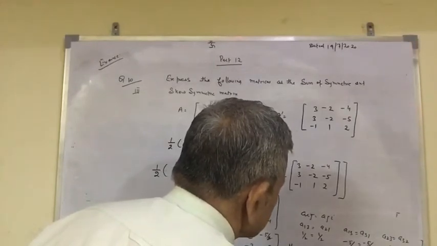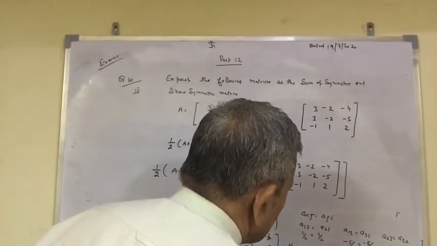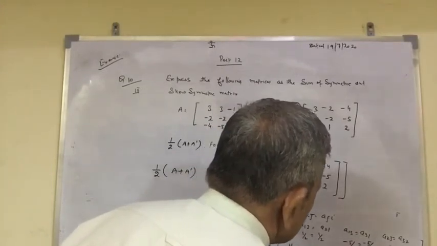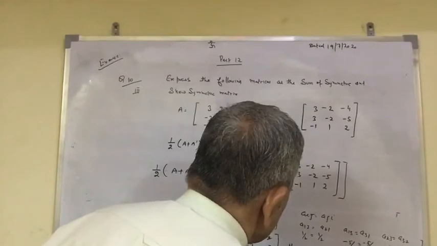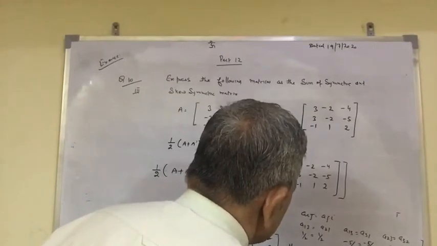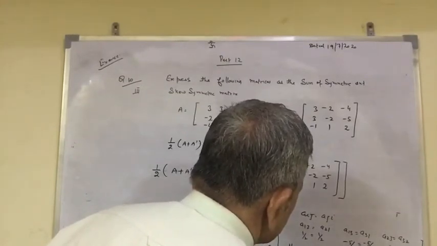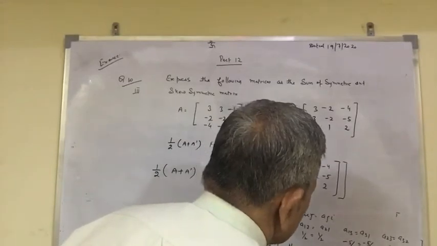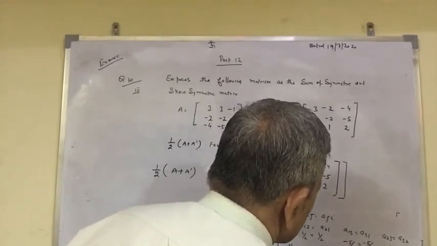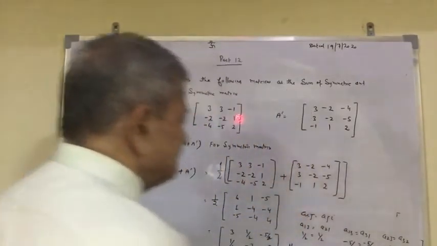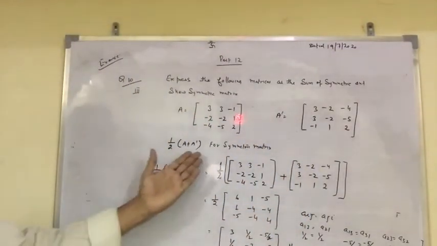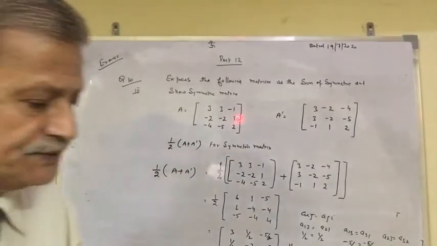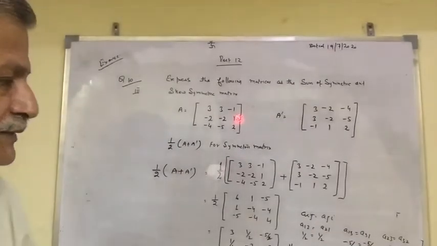So, here you can write that if the elements are equal, it implies it is a symmetric matrix. Hence, we can prove that half of A plus A bar is a symmetric matrix. So, this is the question. I think you understand this question.